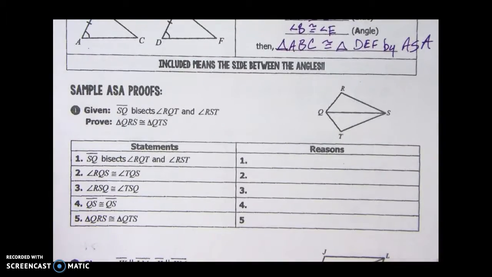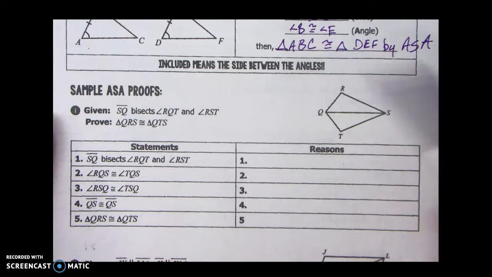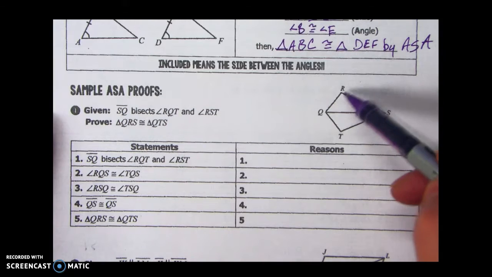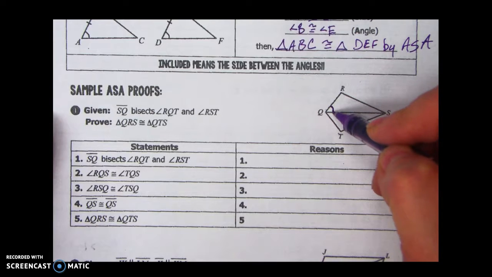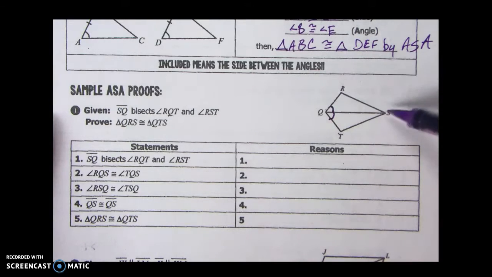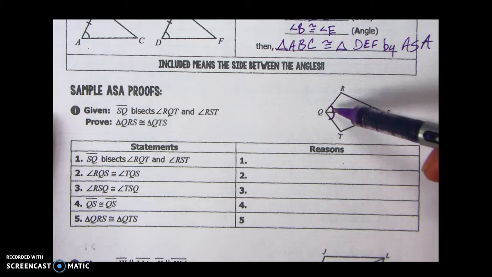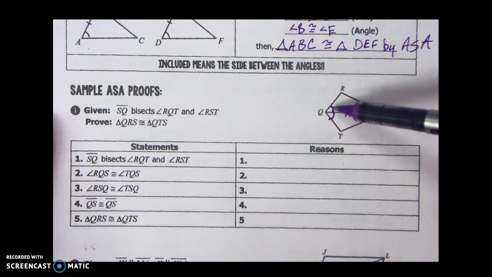Okay, now let's look at a proof. So looking at my given information, SQ bisects angle RQT. Here's RQT. This is a bisector, so this angle is congruent to this one. Then looking at the other side, it also bisects RST. So now this angle is congruent to that one. Here's an angle, and it has to be the included side. So we're going to have a reflexive property here with QS. Go ahead and mark that. Then we have angle, side, angle to angle, side, angle.